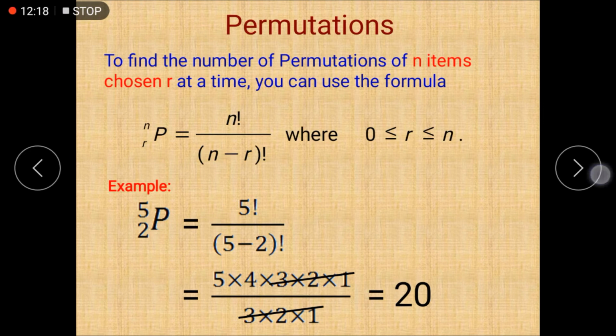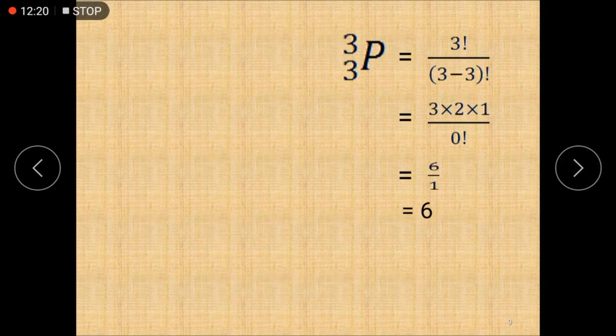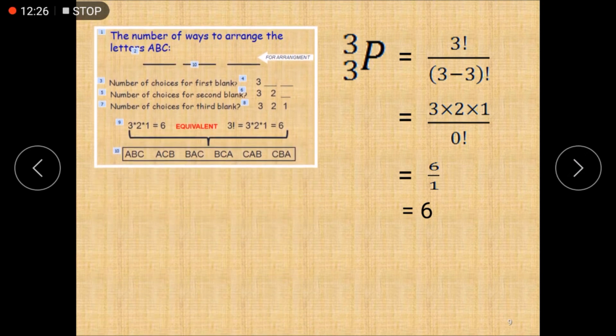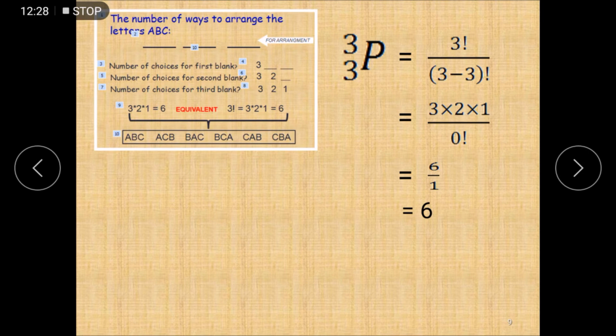Now this is the example that we used for 3, right? So we are actually using the same formula, n factorial over n minus r factorial. Just that I have 3 letters and 3 spaces, so 3P3. I just put in 3, then 0 factorial is actually equal to 1, so you still get your 6, for the example that we had previously. We have 3 to fill in 3 spaces.